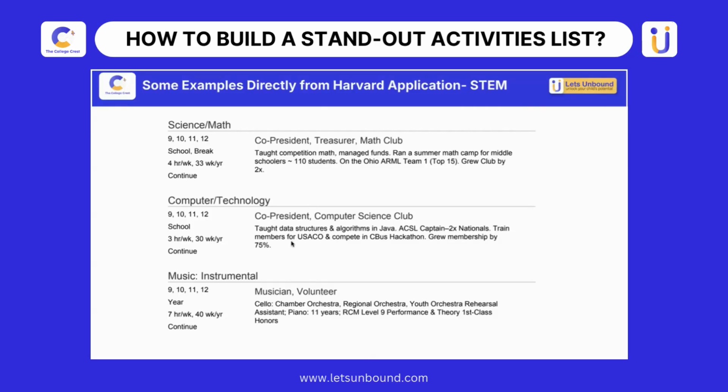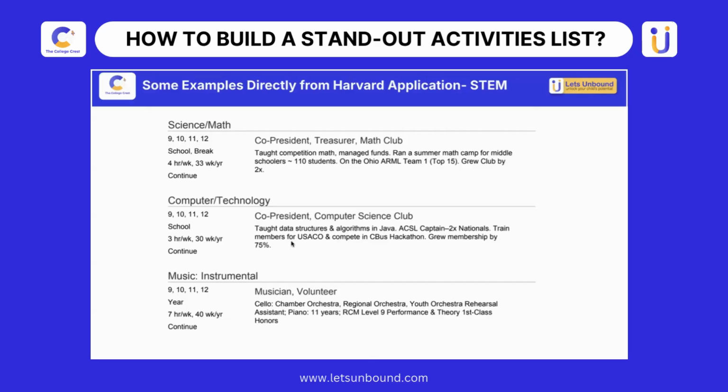They also competed at the national level, representing their state on the Ohio ARML team, placing in the top fifth nationally, a significant achievement. And most impressively, they grew the club 2x, a clear metric of leadership and impact. At the same time, you can also see the student has been doing this activity since grade 9, 10th, 11th, and 12th. The same kind of thing you could again look across in the second example.